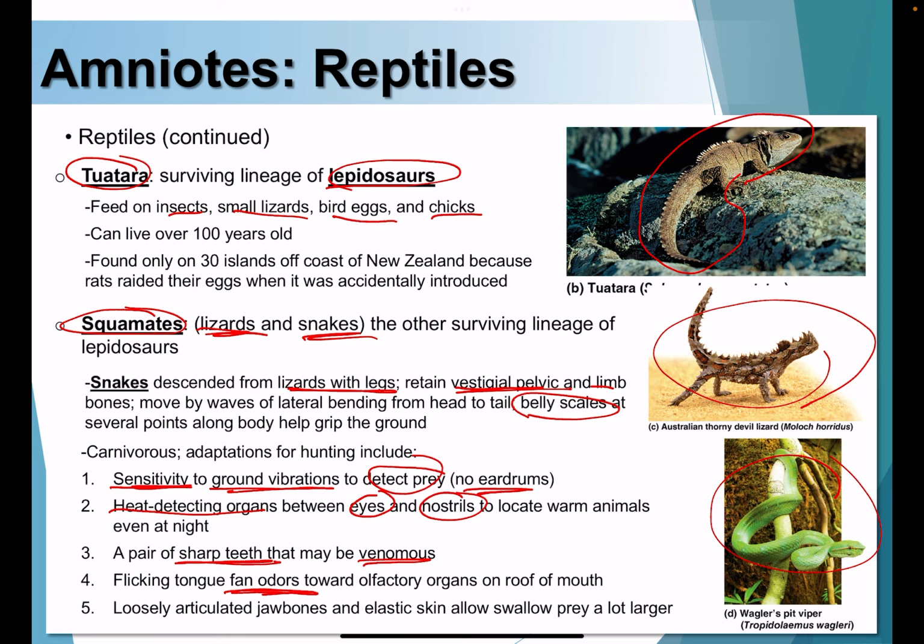And then they have very loosely articulated jawbones, like we've talked about, along with elastic skin that allows them to chomp on very large prey. Even if the prey is larger than the size of the snake's head, they can ingest it because of that very flexible jawbone.